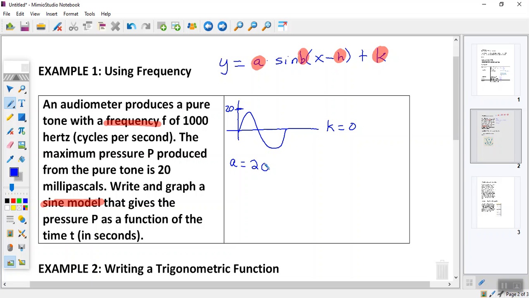Okay. Here's the new part today. The part that they told you right here was the frequency, 1,000. Okay. What we know so far in this, there was no vertical and no horizontal translation. So H is 0 and K is going to be equal to 0. Okay. We need to come up with a value for what?